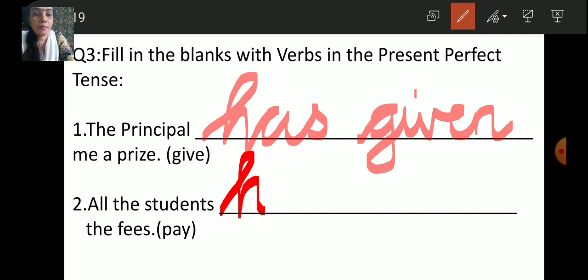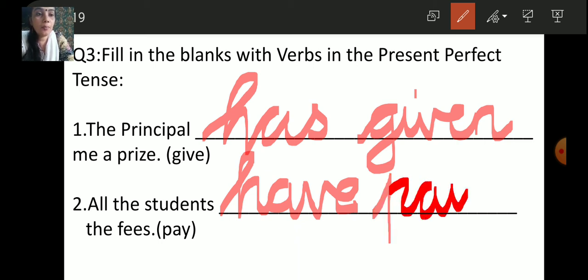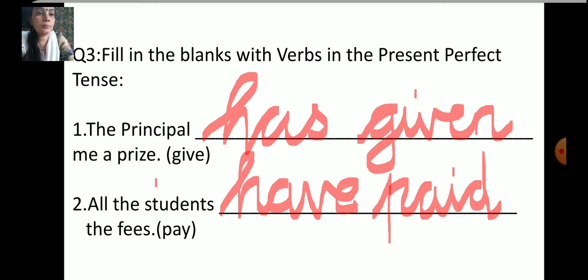have, all the students have paid. All the students have paid the fees. Okay, and here also if singular is there, you will use has, and students, plural are there, you will use have. So the principal has given me a prize. All the students have paid the fees.